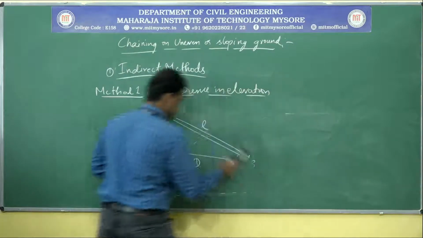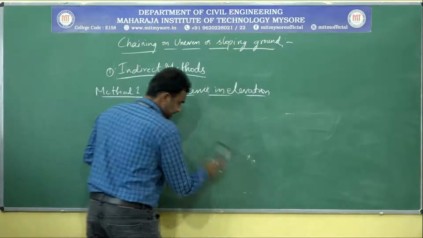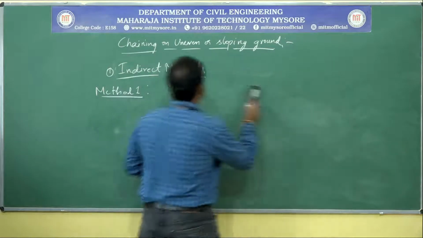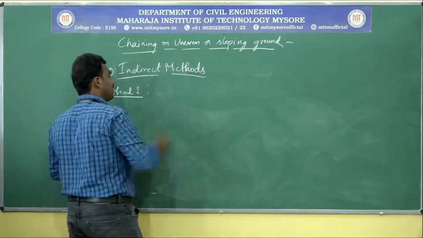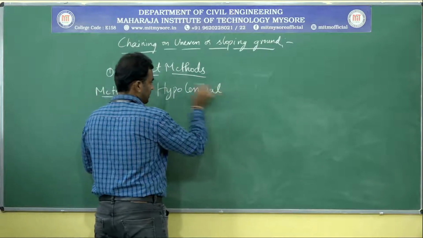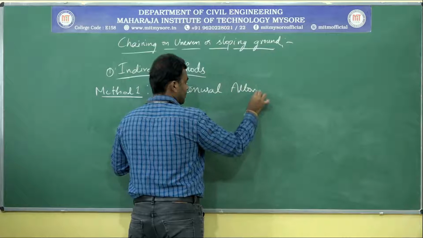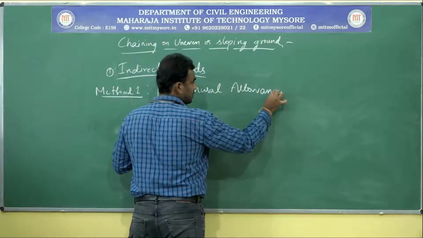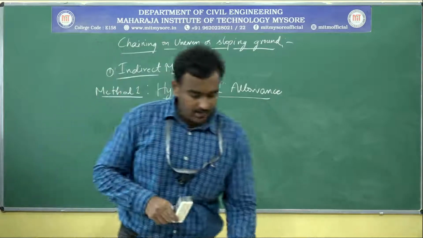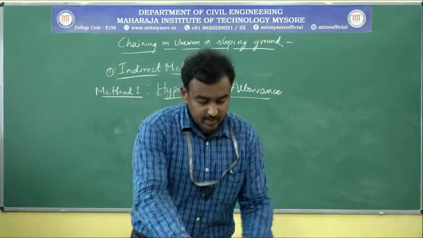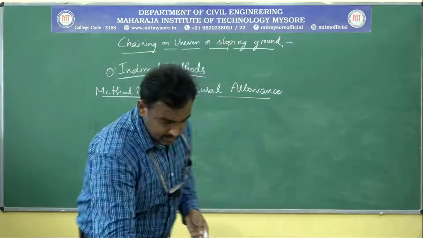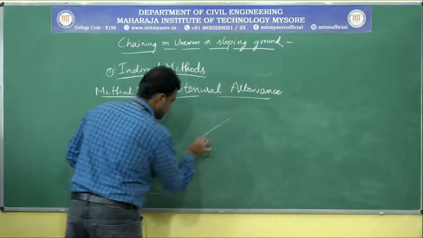The final method is very interesting and very important too, from the examination point of view and the GATE point of view. That is hypotenusal allowance. What is hypotenusal allowance? Hypotenusal allowance is a method in which the correction given to the slope is considered. Let me explain with this.